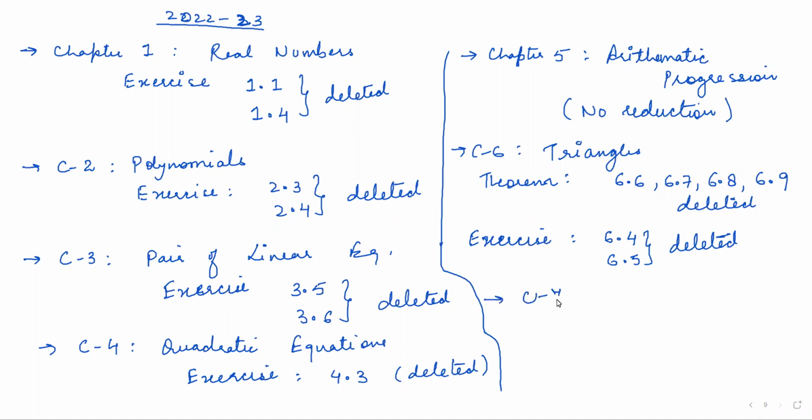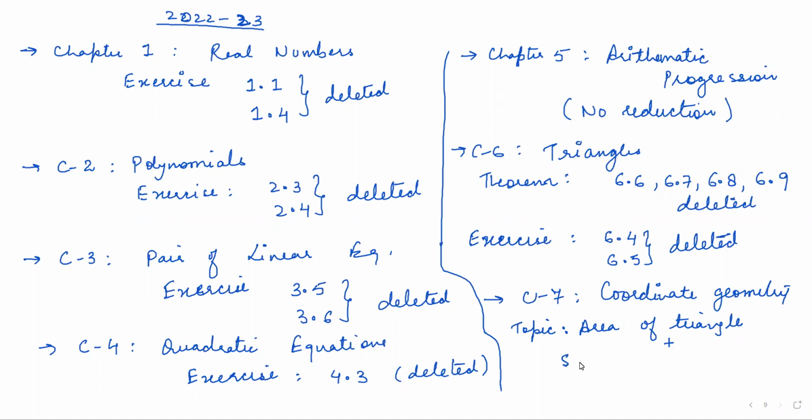Now next is your chapter 7, which is coordinate geometry. Here there's a topic which is actually deleted, which is area of triangle. Sometimes you draw the lines and then a triangle is formed between them and we have to find its area. That part is deleted. Plus section formula, only external. There are two section formulas, one is internal, one is external. So only the external is deleted.